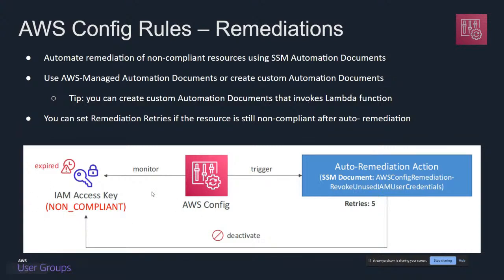So for example, if Config detects something is non-compliant, this is an event that is sent out to CloudWatch that would in turn trigger our auto remediation action. That can be either a Lambda function or it can be directly defined using an SSM document.